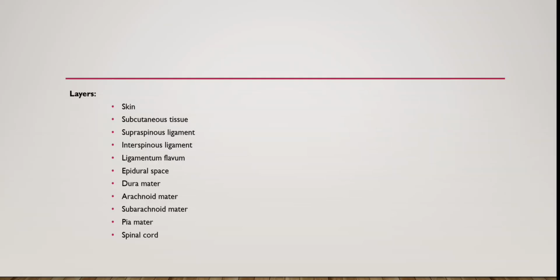So the layers of the spinal are first skin, subcutaneous tissue, supraspinous ligament, interspinous ligament, ligamentum flavum, epidural space, dura mater, arachnoid mater, subarachnoid space, pia mater, and the last one is the spinal cord.